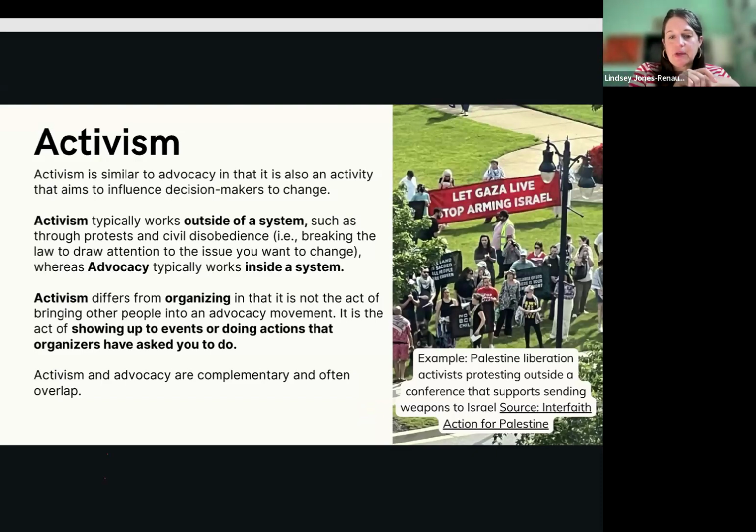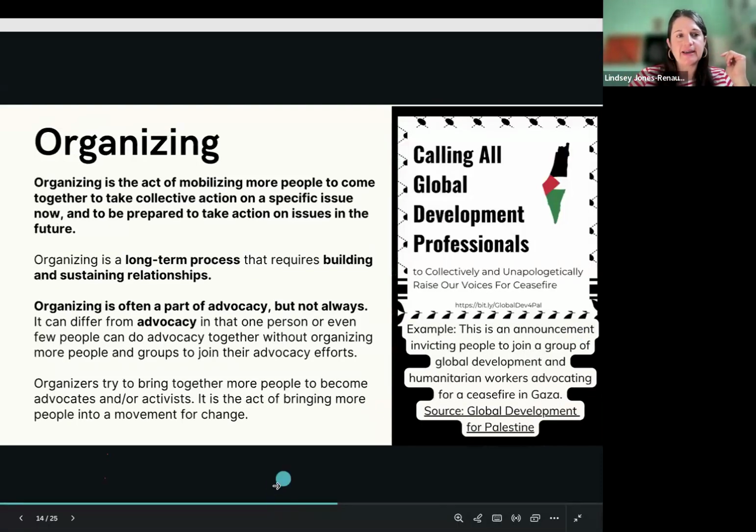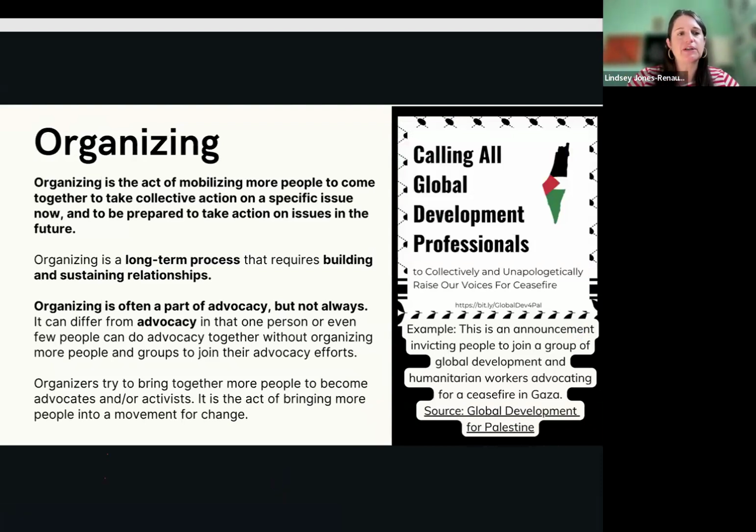And this group is called the Interfaith Action for Palestine. So this is an example of activism. Now, organizing is the act of mobilizing more people to come together to take collective action on a specific issue now and to be prepared to take action on issues in the future. Organizing is a long-term process that requires building and sustaining relationships. It's like building a movement, getting more people organized around an issue.